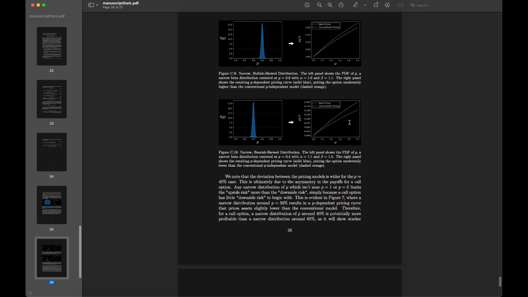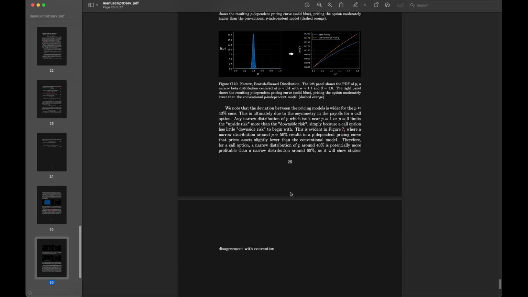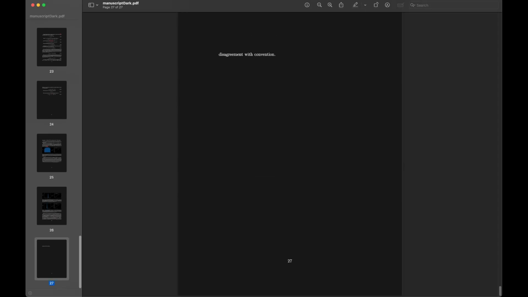You can see that the gap's bigger here. I kind of explained that in this last paragraph, but that's basically because of the asymmetry of the call option, that it's got more upside than it does downside. So anyway, if you're interested, please read the paper. Thank you.